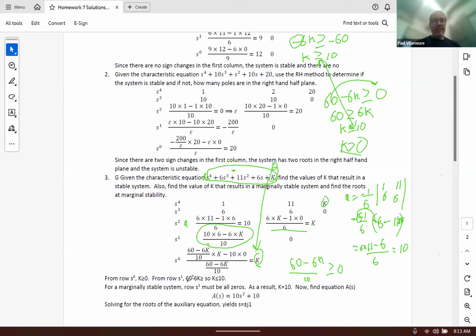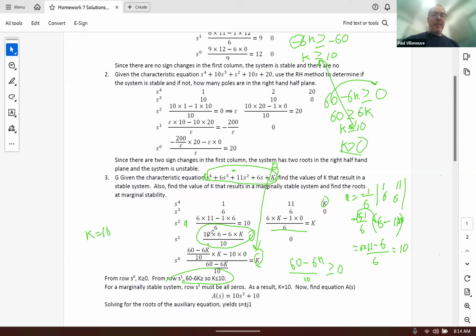And so that is here between 0 and 10. K has to be between 0 and 10. Then I said for it to be a marginally stable system, you have to have a row of zeros over here, right? What makes that a row of zeros is when K is equal to 10, correct? Because when I set it equal to 10 in this evaluation over here, 60 minus 60 is going to be equal to 0.